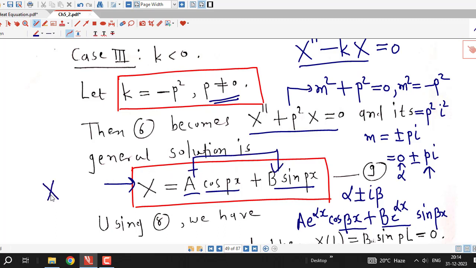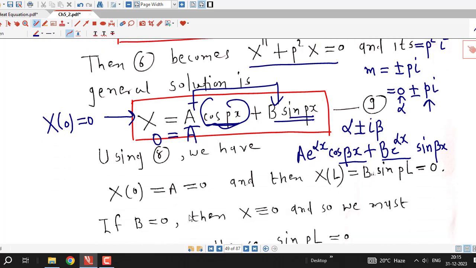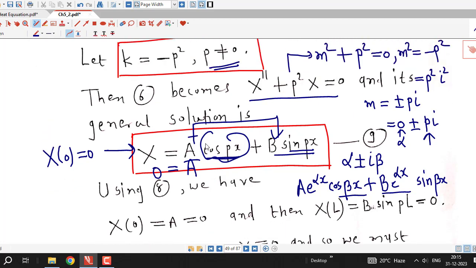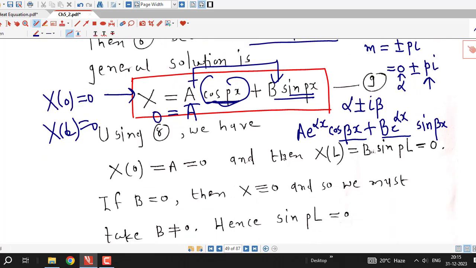For that, suppose I use the first condition X(0) equal to 0, that is when small x equal to 0, capital X is 0. Here A into cosine of 0, that is 1, sine 0 is 0, that will give me A equal to 0. And if I take the second boundary condition X(L) equal to 0, then I will have capital X equal to 0 and small x equal to L, and A is 0 now, so I am not writing A here.